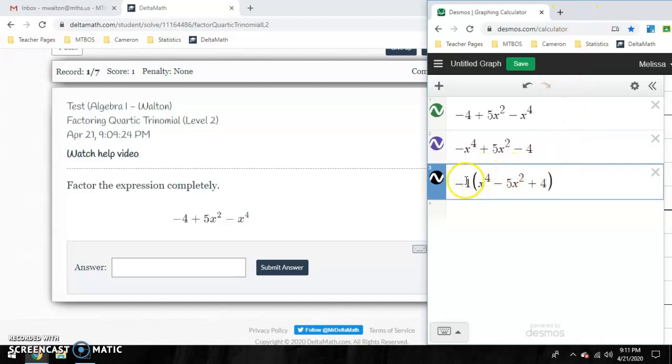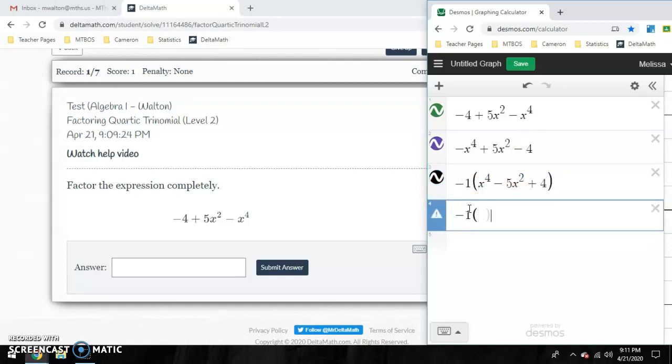You could check yourself at this point in time. -1 times x to the fourth is negative x to the fourth. -1 times negative 5x squared is positive 5x squared. And -1 times positive 4 is -4. And the entire reason that we did this is now we are able to factor this just like we have been doing in the past.